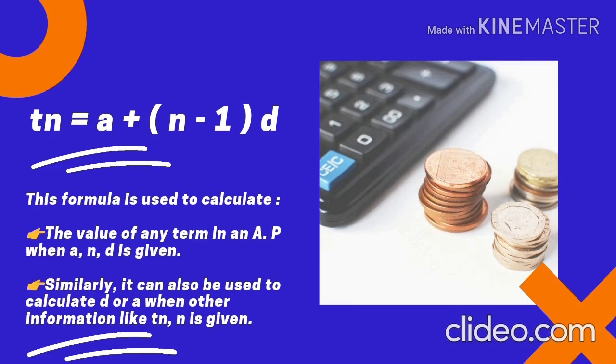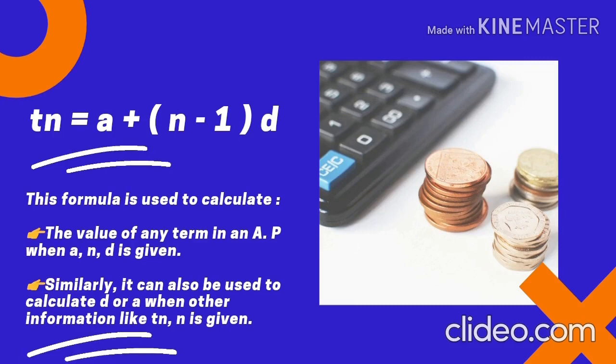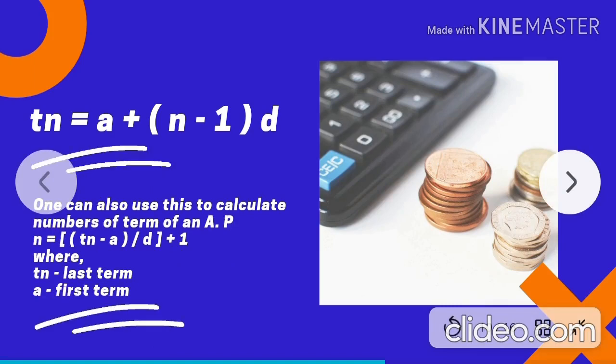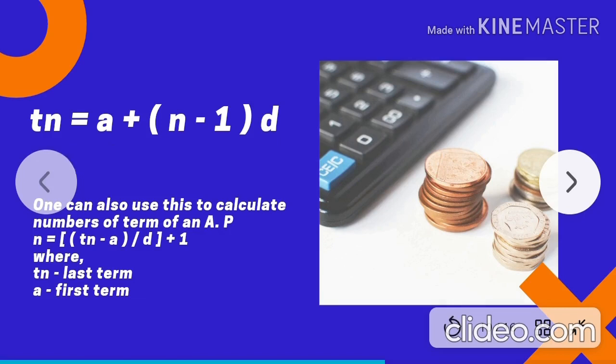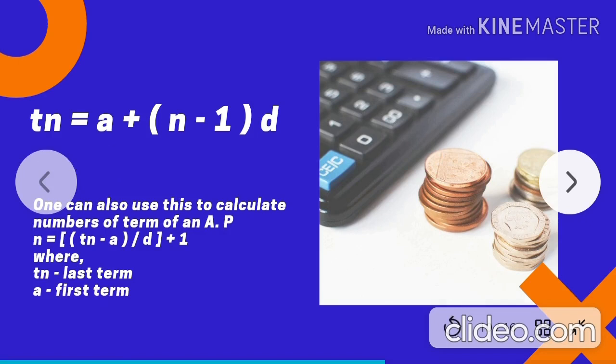Similarly, if the other three quantities are given, we can find the value of d, a, or n, whichever is missing in the question. We can even find the position of a particular term in a sequence by changing the formula like this: n = (Tn - a)/d + 1.